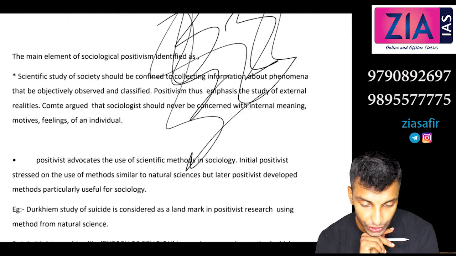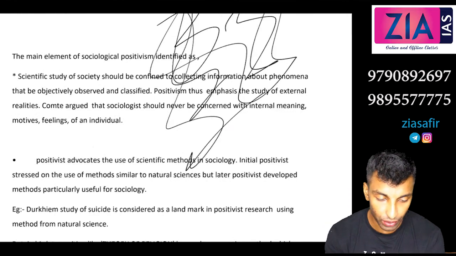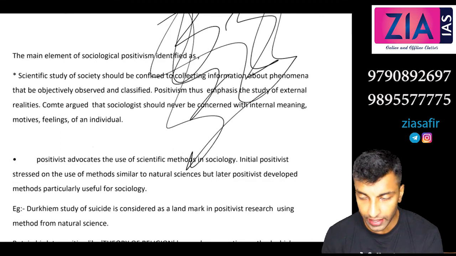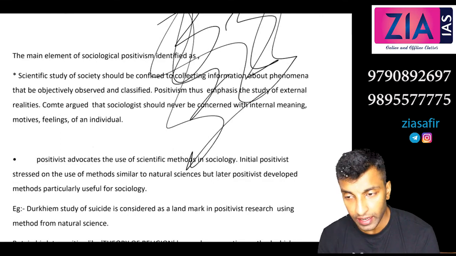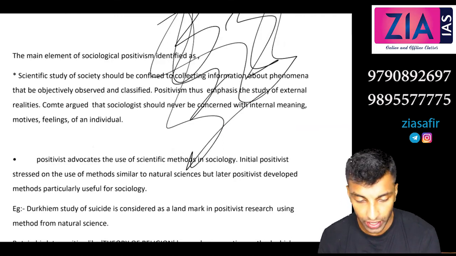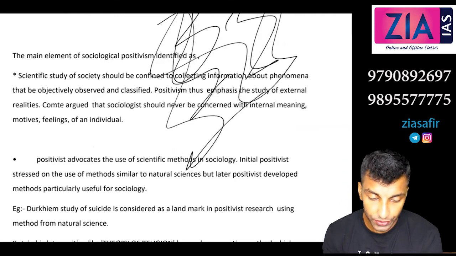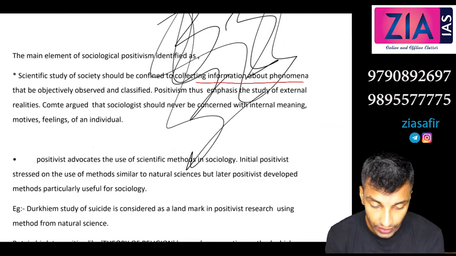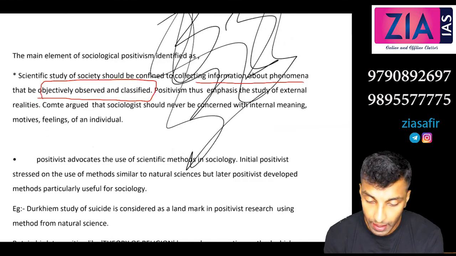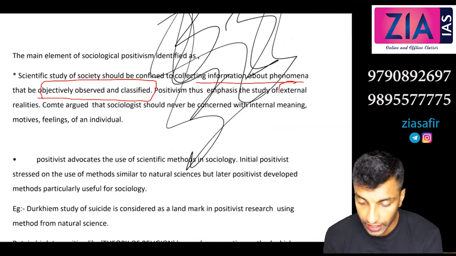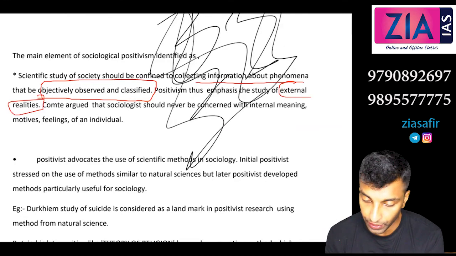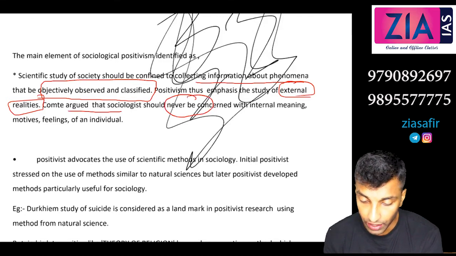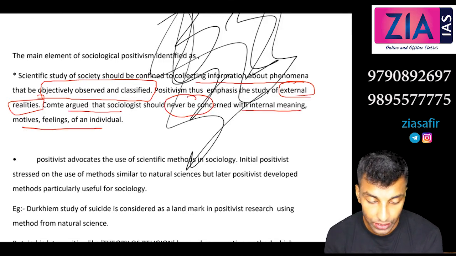The main element of sociological positivism identified as, now here onwards it is very important. I've already told you, it's all about external reality, scientific method, cause and effect, testing, objectivity, theory building. Okay, so scientific study of society should be confined to collecting information of phenomena that can be objectively observed and classified. Positivism thus emphasis on the study of external realities only. Okay, Comte argued that sociologists should never be concerned with internal meanings, motives, feelings of an individual.